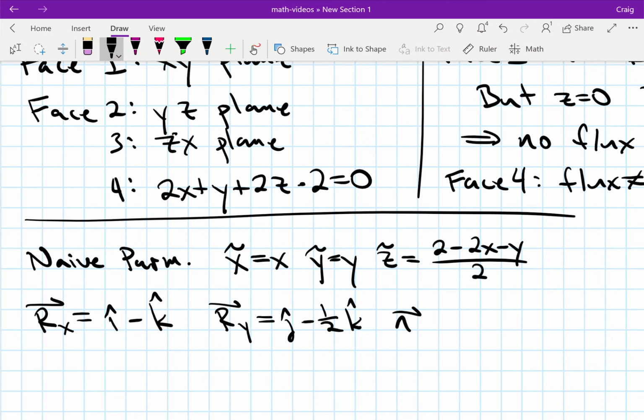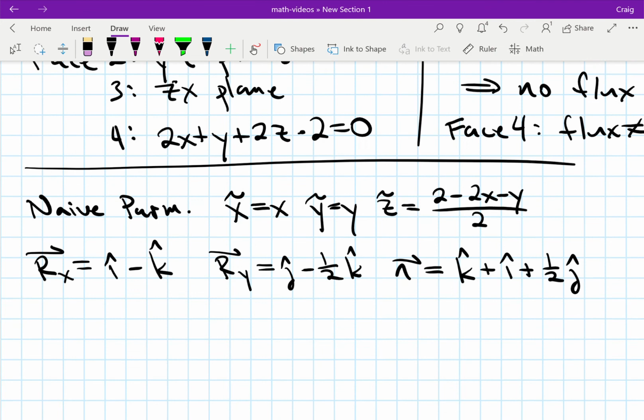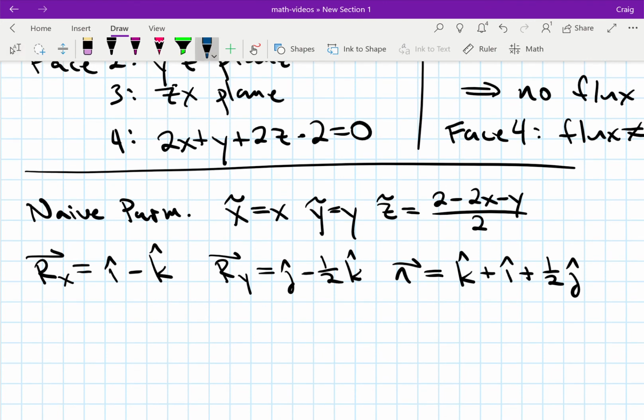I have to take the cross product between my two parameterized tangent vectors. And so that normal vector, when I do the algebra, I'll let you guys do the algebra. It comes out to be k hat plus i hat plus 1/2 j hat. Again, I'm just taking the cross product of those two things. I'm suppressing that here. And so at this point, we always have to worry, is it outward?